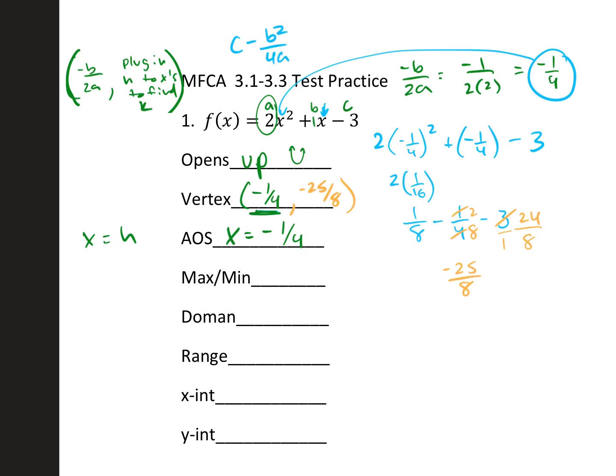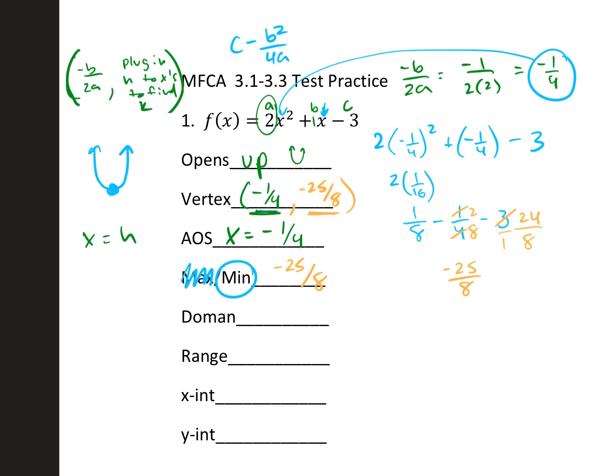Now we said that our graph opens up. Is our vertex at the highest point or the lowest point? The lowest point. So would it be max or minimum? Minimum. And what is our minimum value? It is always the y value, so negative 25 over 8.